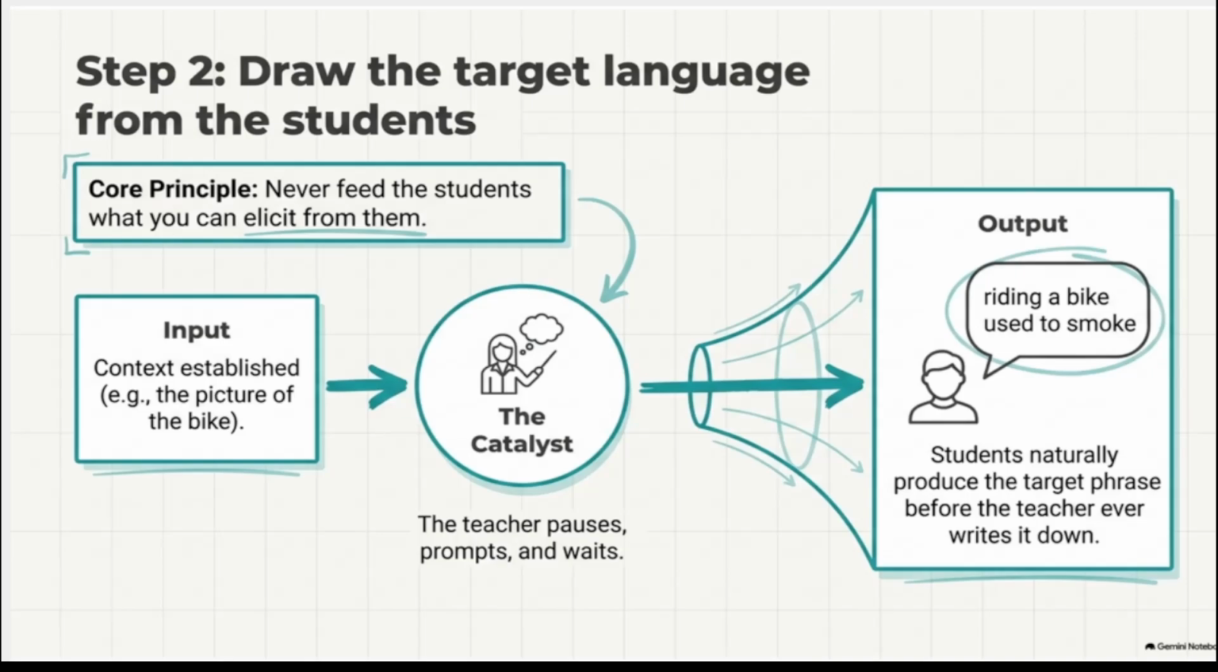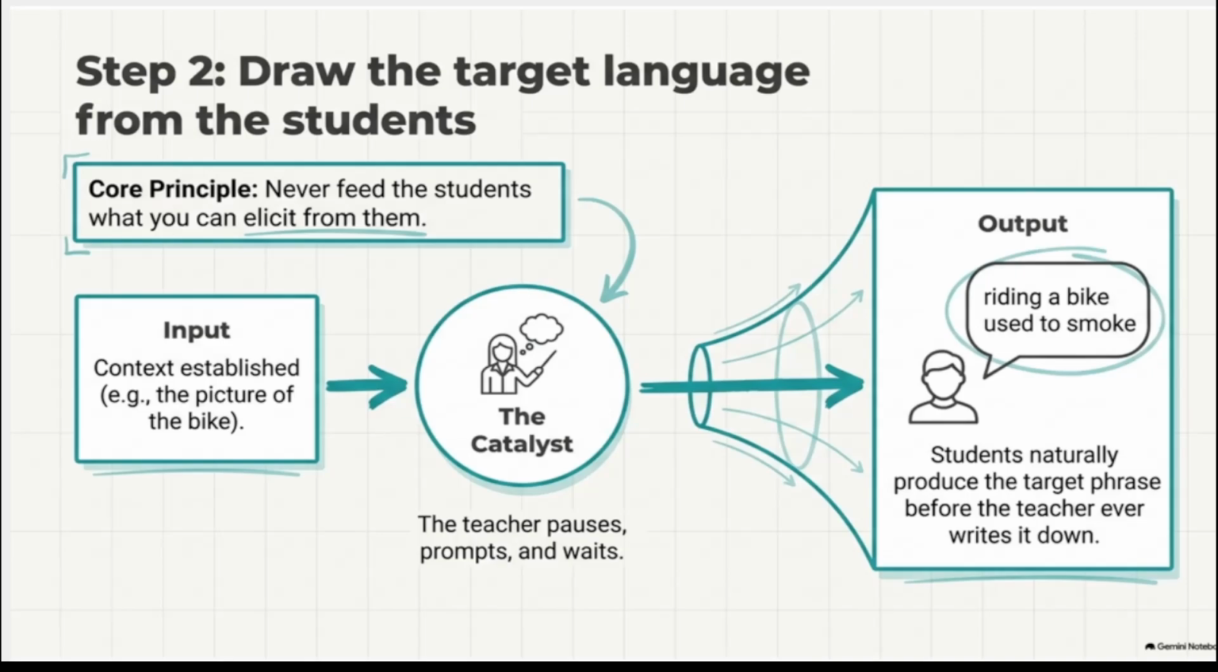Elicitation. The key principle is, do not give students what they can produce themselves. Once the context has been established, give students a chance to produce the target language. Let's return to our picture of the man riding a bicycle. I might ask, what is he doing? Students: riding a bike. I then pause. I might say, "He," and wait. Perhaps students produce, "He is riding a bike." Excellent. Now I can accept the answer and confirm it.